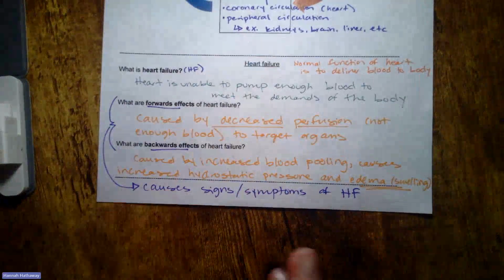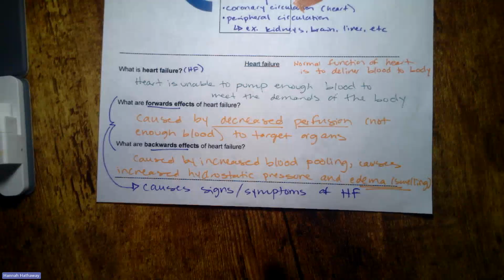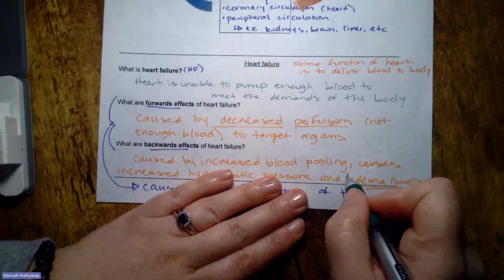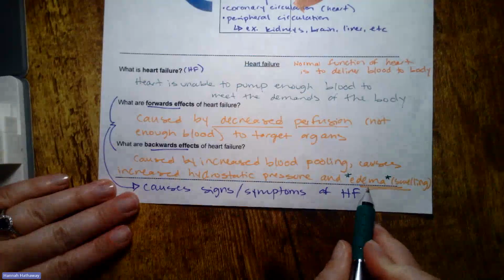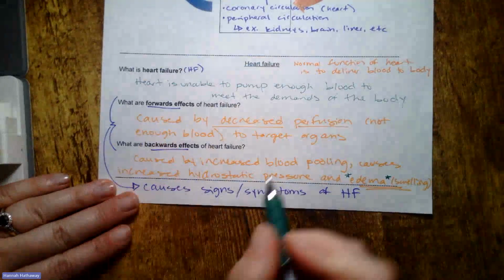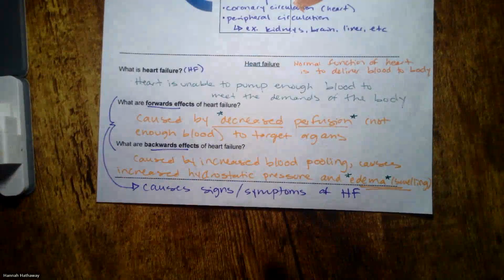That's the big important word there. These are the big important terms to remember. When we see backwards effects, we want to think edema. And when you see forward effects, you want to think decreased perfusion.